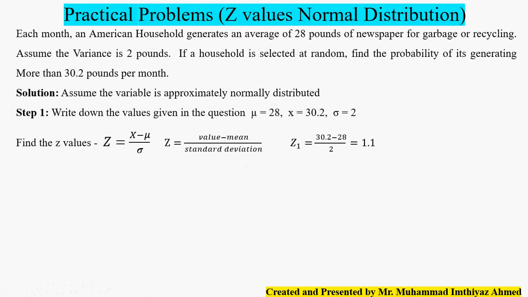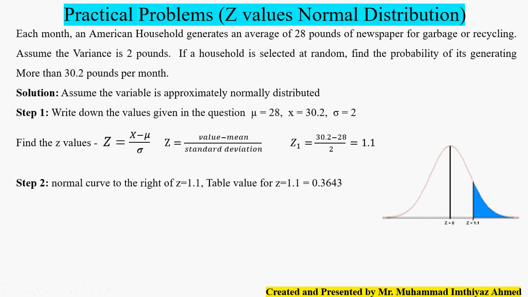The formula for z value is z is equal to value minus mean divided by standard deviation. Our value given in the problem is 30.2, mean is 28, divided by standard deviation is 2. It will give you the result 1.1. If you draw a diagram of normal distribution, our z is equal to 1.1 comes on the right side, as you can see, I'm indicating with the arrow. So it is coming on the right side, it means positive.